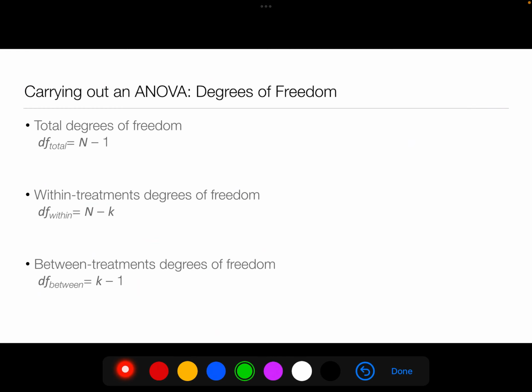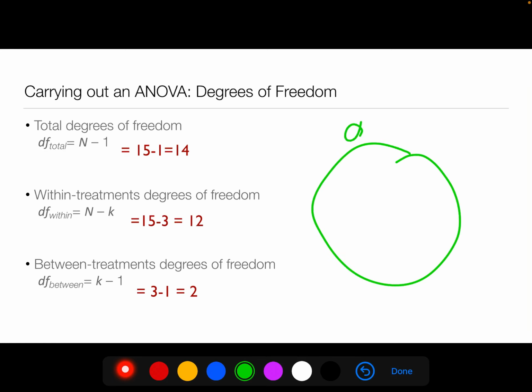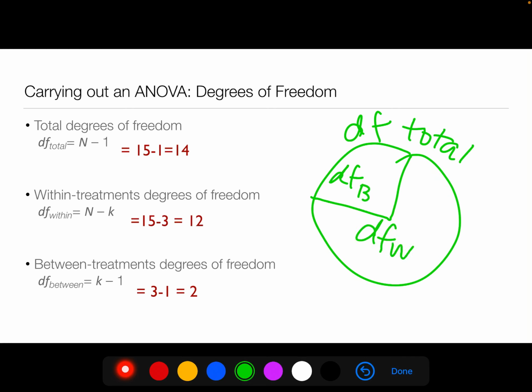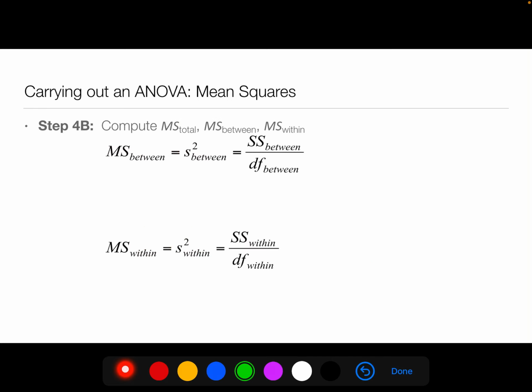So again, we'd already calculated 2 of these values, but we hadn't calculated our degrees of freedom total. That's just our big N minus 1, the formulas that we've been using all along. But notice that we still have this kind of pie situation. We have degrees of freedom total, and part of that is our degrees of freedom between, and part of that is our degrees of freedom within. So once I had our degrees of freedom within and our degrees of freedom between, I could just add 12 and 2 together and I will get 14. So again, it's the same situation with sums of squared.